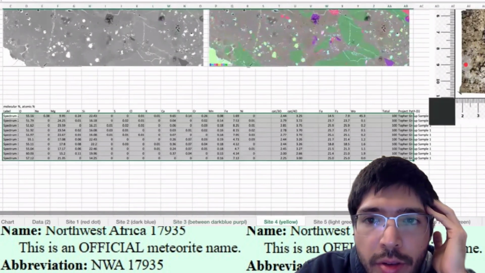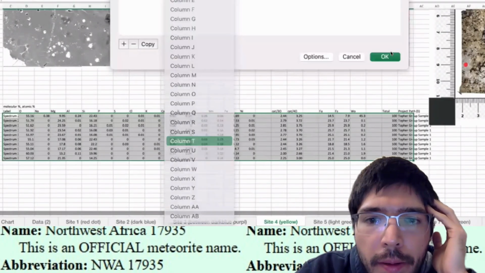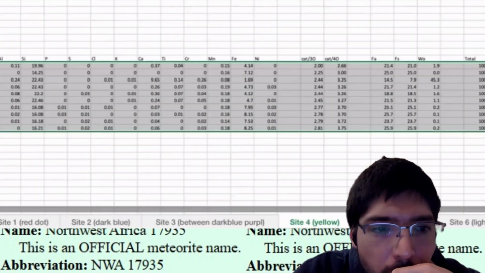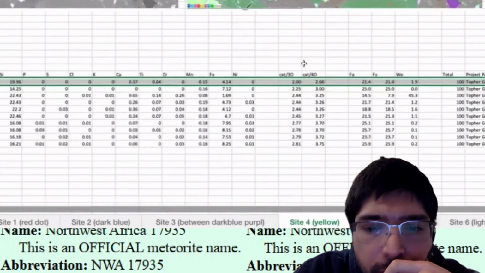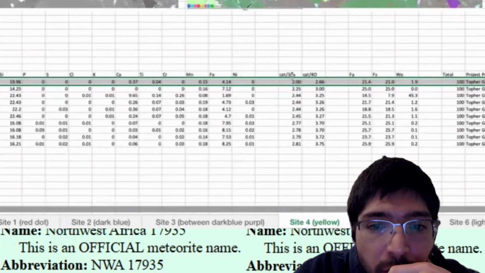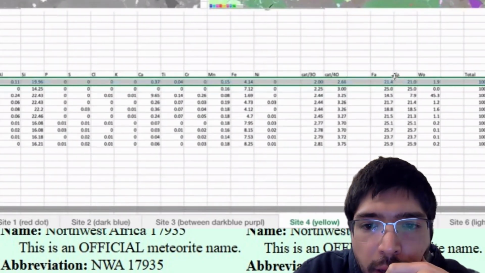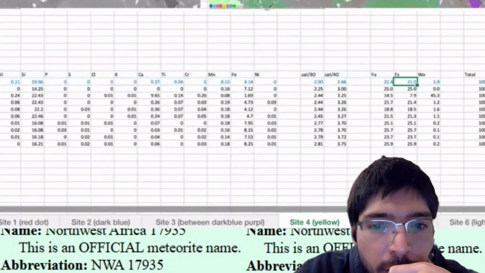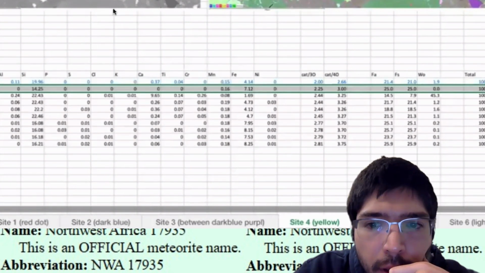Let me just sort and filter this again by column T. Okay. We can look again. We have another pyroxene right here that has a good cation sum. So this is a ferrosilite 21. That again is pretty good for a pyroxene. And then we have a clean olivine right here, and that is 25.